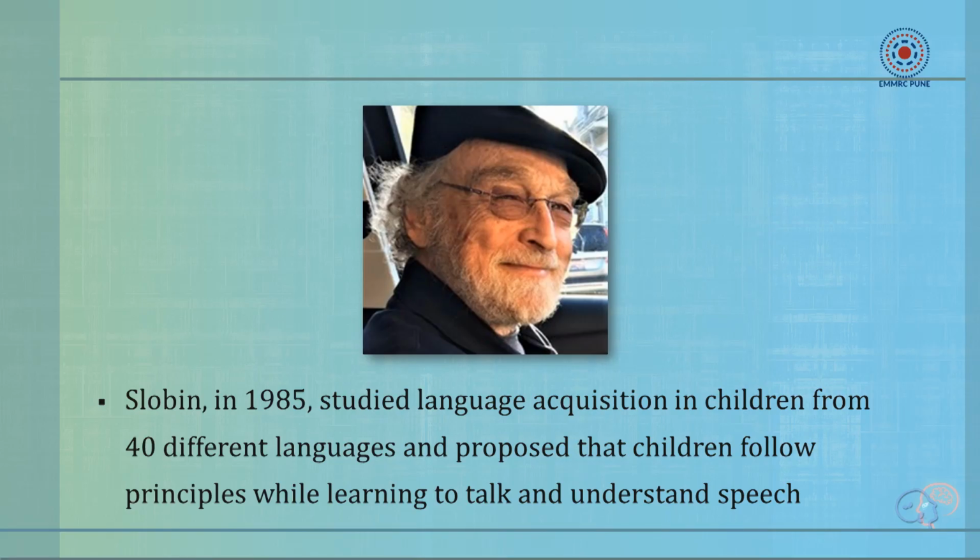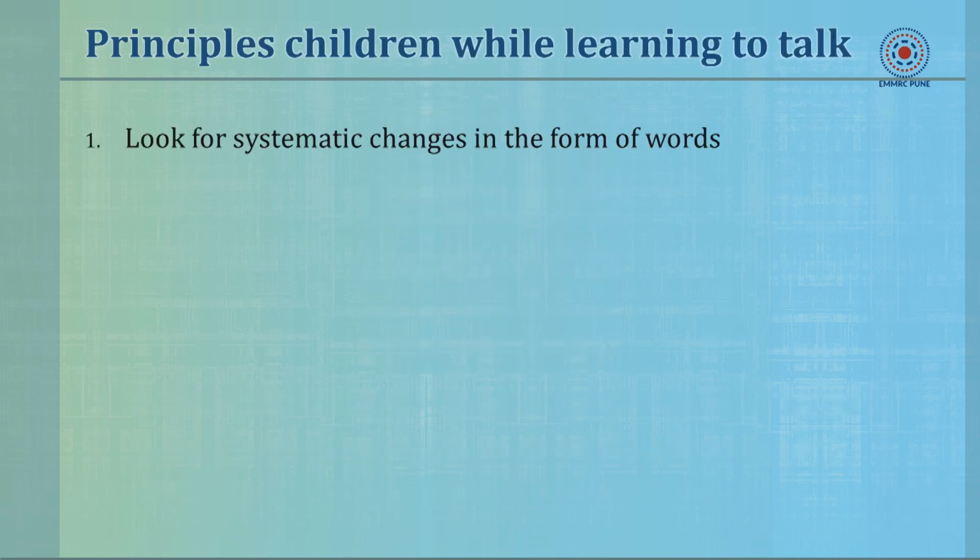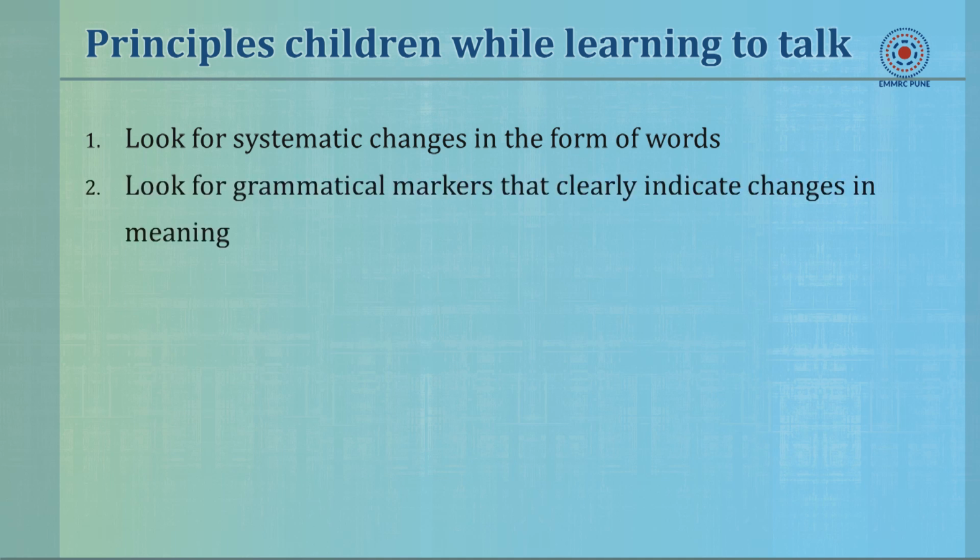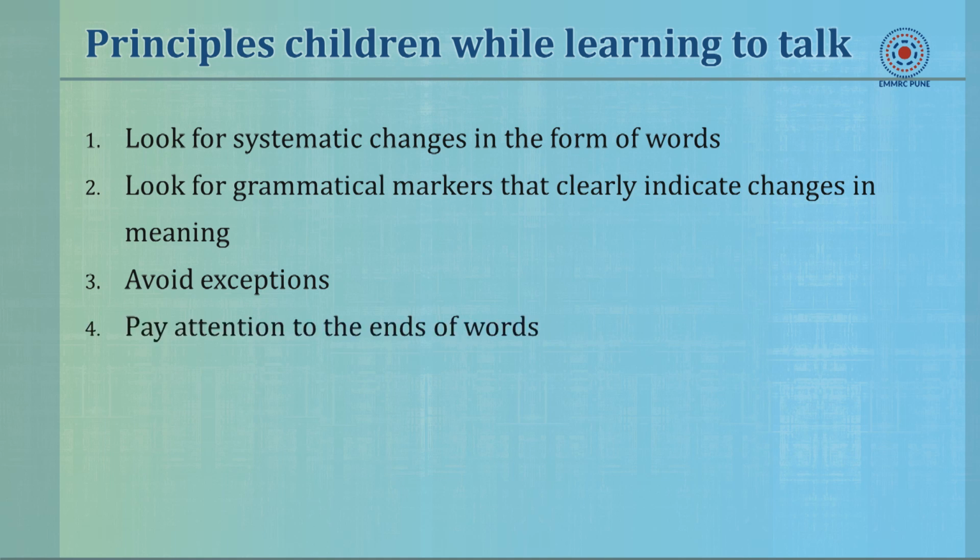Slobin in 1985 studied language acquisition in children from 40 different languages and proposed that children follow these principles while learning to talk and understand speech. 1. Look for systematic changes in the form of words. 2. Look for grammatical markers that clearly indicate changes in meaning. 3. Avoid exceptions. 4.